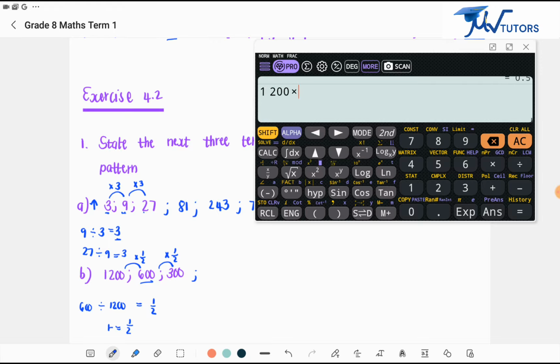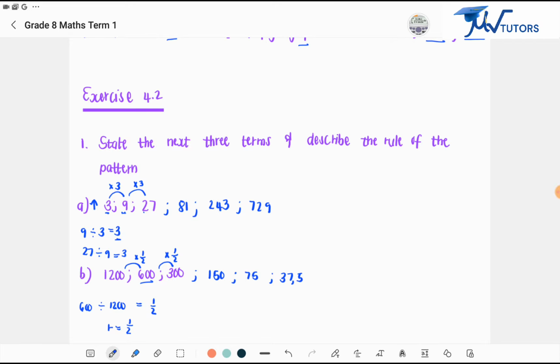1,200 multiplied by a half. Okay, by a half is 600. And if I multiply it by a half, I get 300. And if I continue, then I'm going to get 150. The next one is probably 75. And the next one, 37.5. Okay, that's why it's good to use the calculator sometimes. Okay, and there we go.